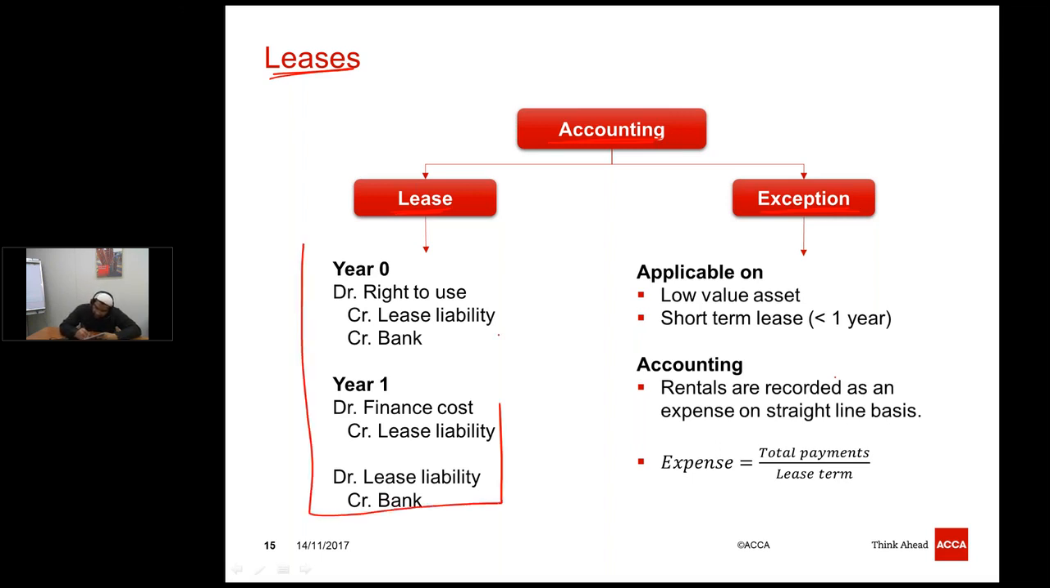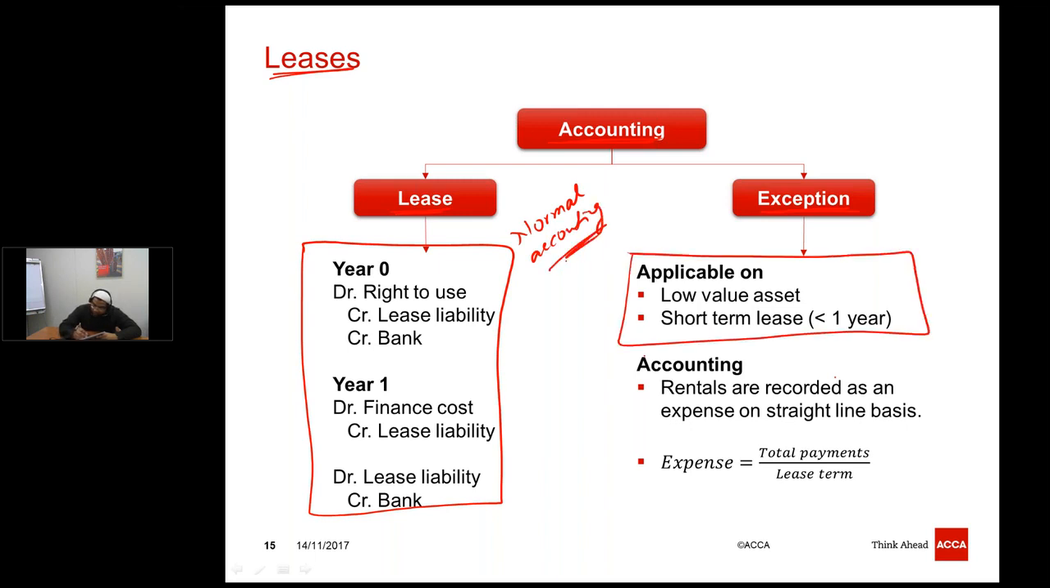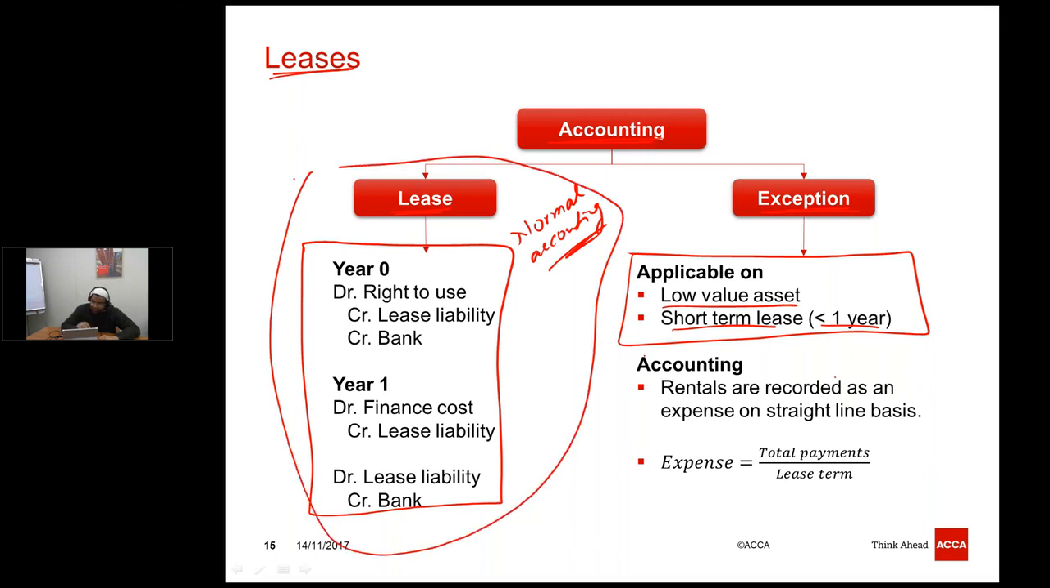This is the normal rule of accounting for a lessee. But there are two exceptions where we are not going to follow this accounting. What are the two exceptions? If the asset is a low value asset, the value of the asset is very low, or the lease is a short-term lease, which is less than a year, in that case, we are not going to apply the normal lease accounting. Instead, we are going to apply another accounting.